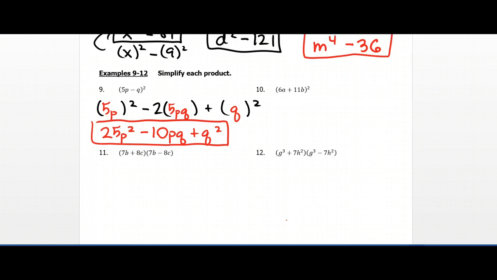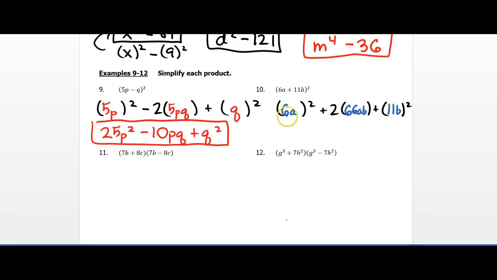Number 10, same thing. We have a square of a binomial. So we'll square the first term. We'll add twice the product of both terms, and then square the last term. First term is 6a. The product of 6a and 11b would be 66ab, and then your second term is 11b.